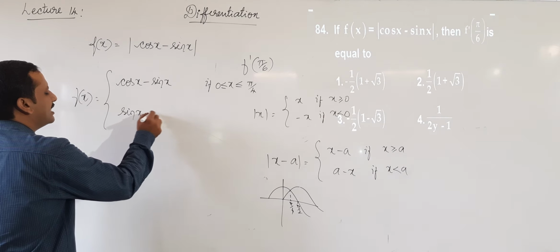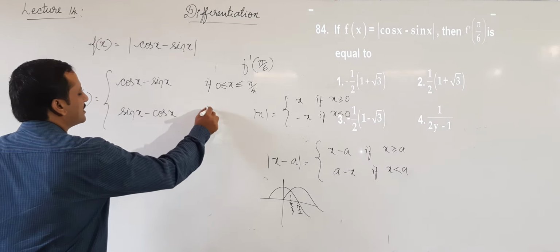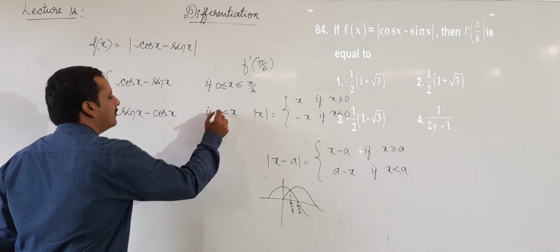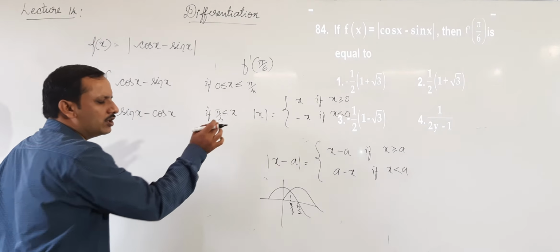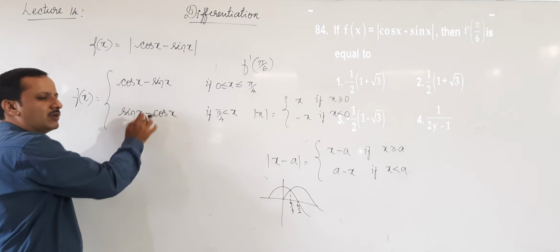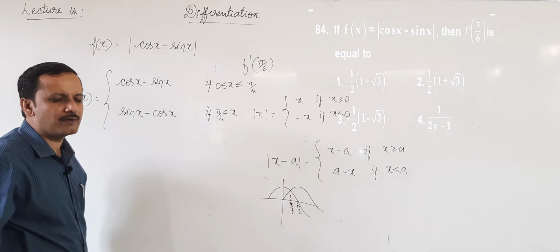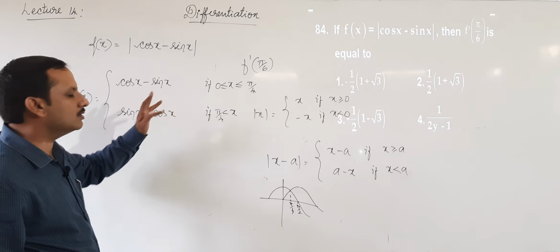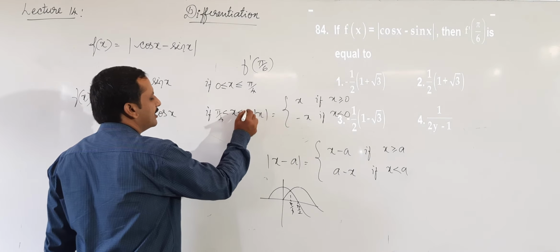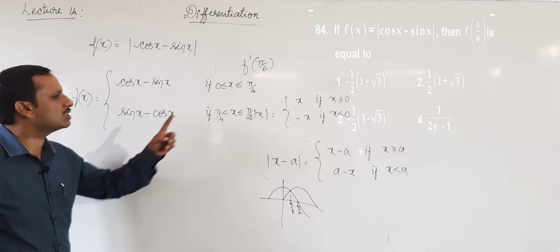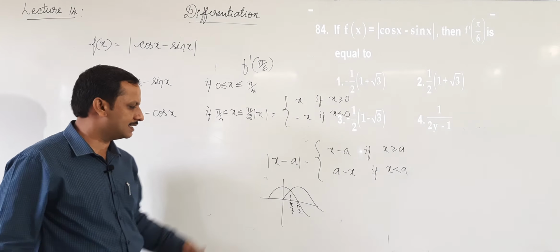In other words, I can write it as sin x minus cos x if x is greater than or equal to pi by 4, because at pi by 4 both will be equal. Cos pi by 4 is equal to 1 by root 2. Sin pi by 4 is also 1 by root 2. So their difference is 0. Less than or equal to pi by 2. Okay. So now we are asked to find out f dash of pi by 6.